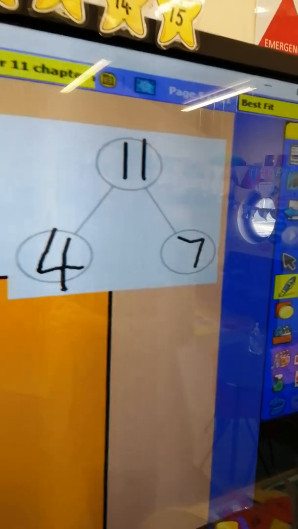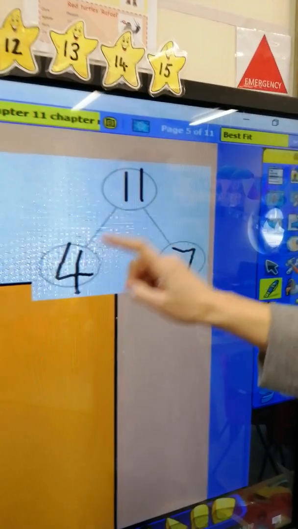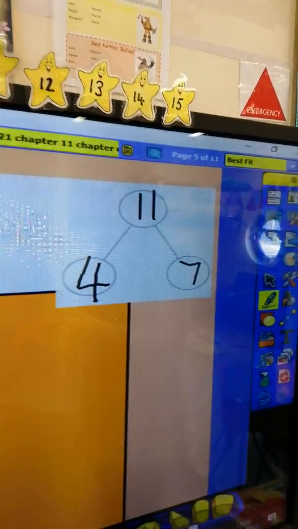What I'd like you to do is use these numbers here. This is your whole number. These are your parts, and I'd like to see if you can make a word problem using those 3 numbers. 11 is your whole number, remember, so if you've got 4 of something and 7 of something else, altogether you're going to have 11. See if you can invent a story now. Pause the video.